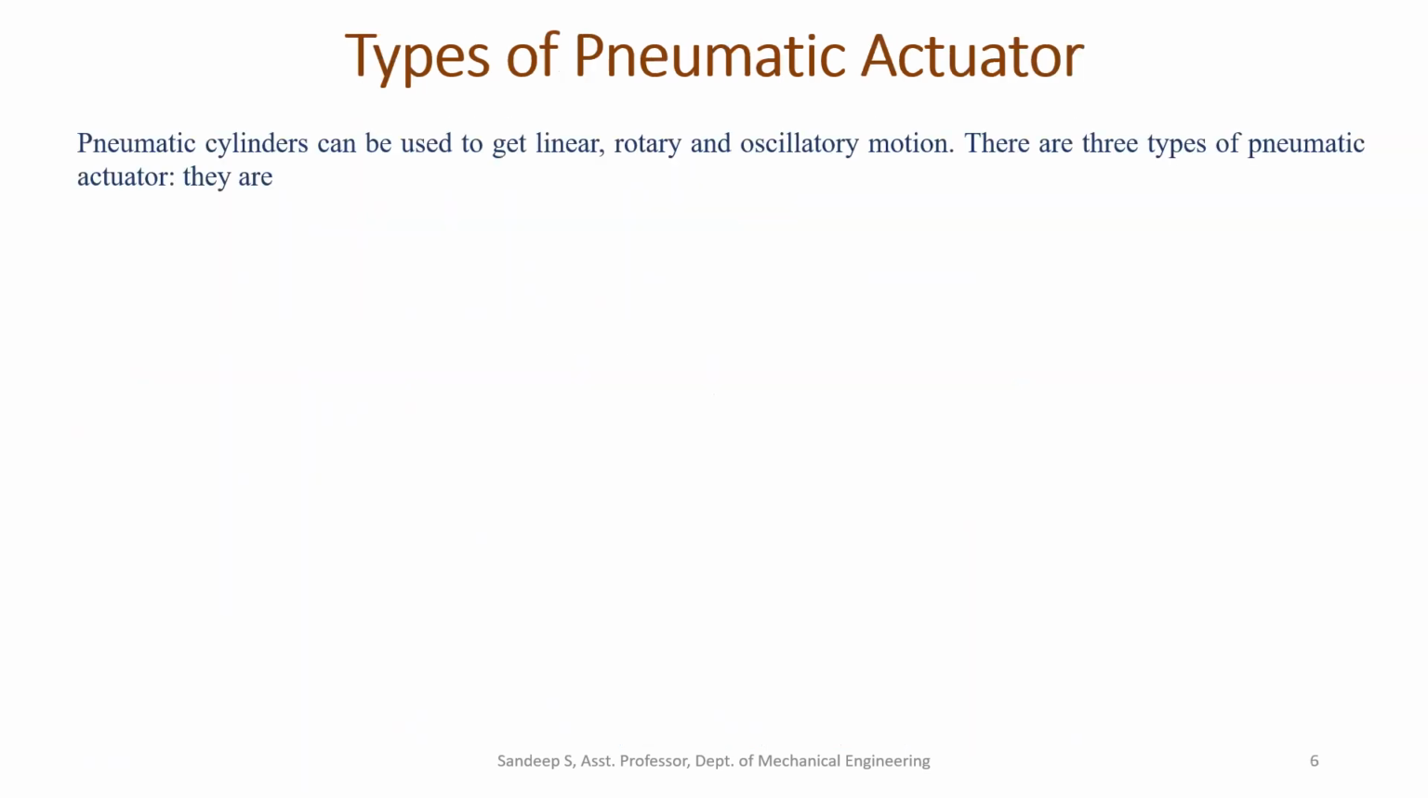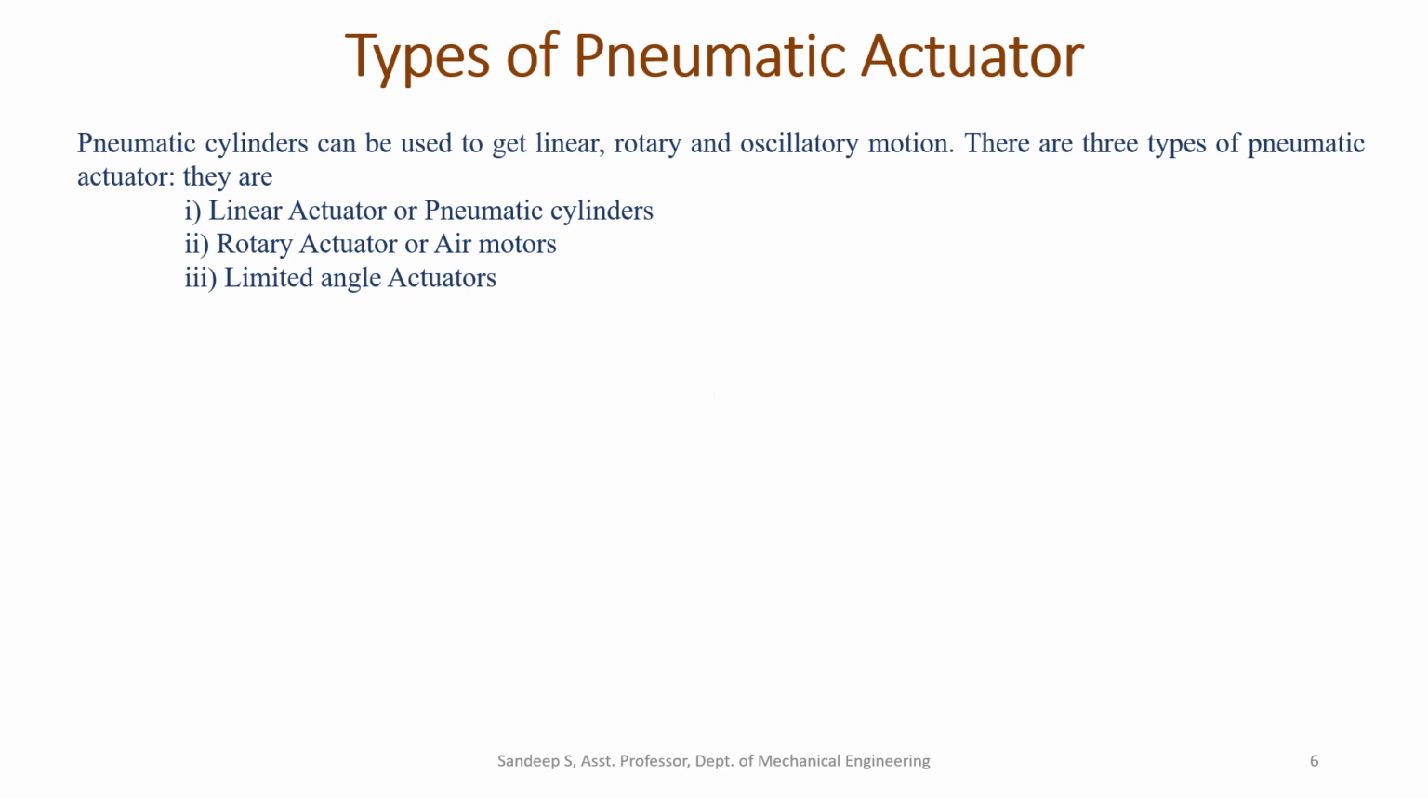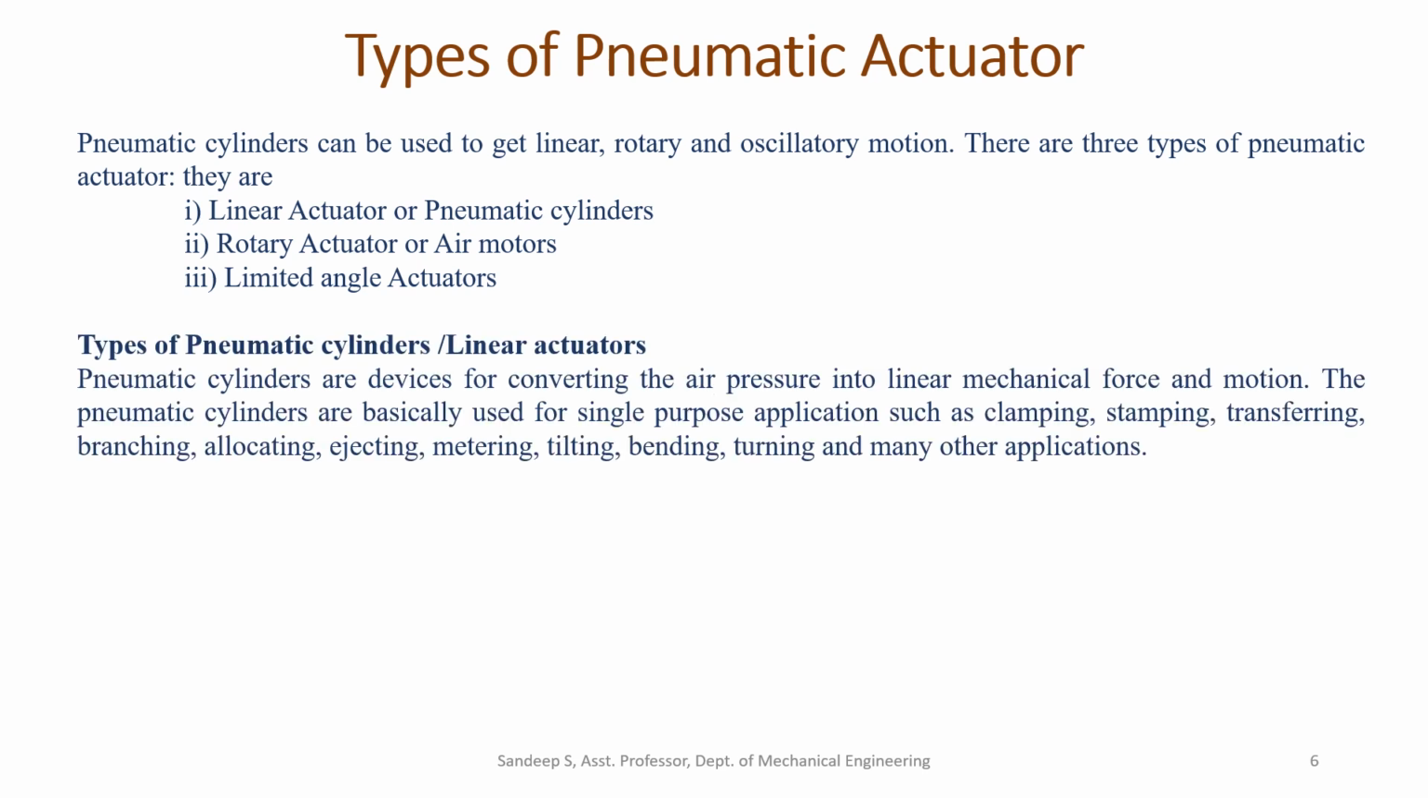There are types of pneumatic actuator. The pneumatic cylinder can be used to get linear, rotary and oscillatory motion. There are three types of pneumatic actuators: linear actuator with the pneumatic cylinder, rotary actuator with air motor, then limited angle actuators. If you classify that further, a pneumatic cylinder as a linear actuator is a device for converting air pressure into linear mechanical force and motion.